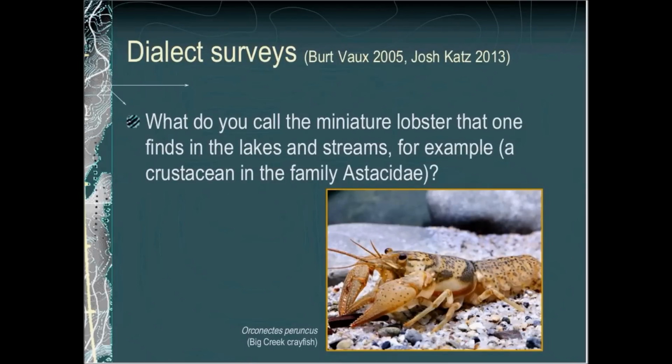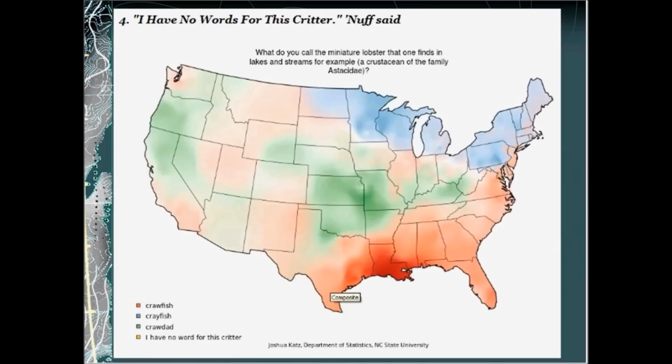And it's interesting. When I did some work for a crayfish workshop, I ran across this dialect survey that was done by Bert Vox when he was at Harvard. And one of the questions was, what do you call the miniature lobster that one finds in lakes and streams, for example, a crustacean in the family Appendages? And there were a whole host of answers.